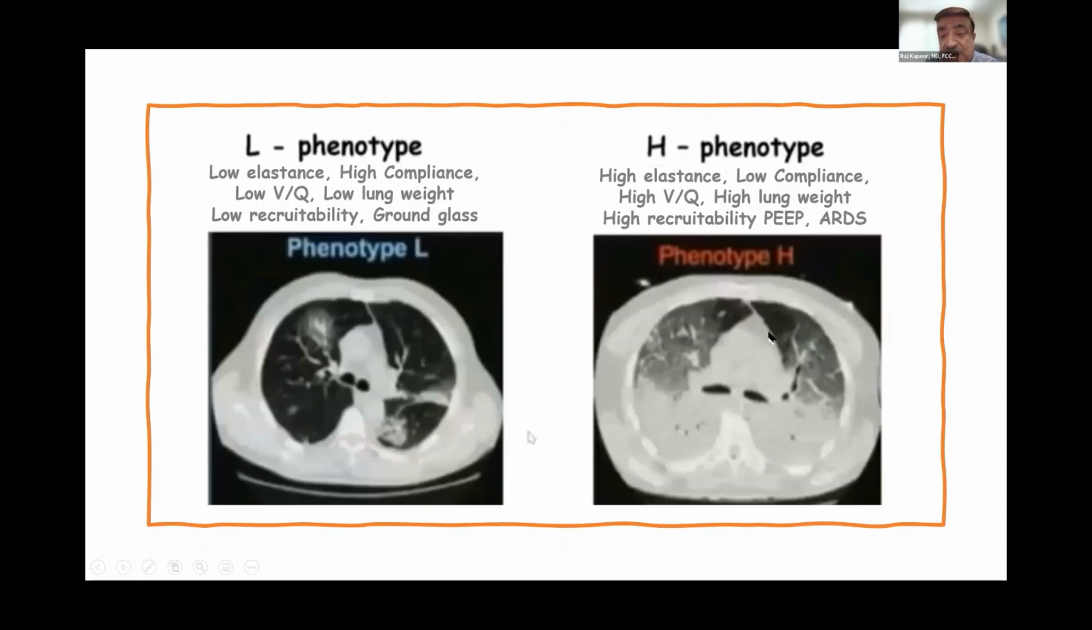Whereas in the H phenotype, when the disease becomes severe, there is high elastance and low compliance with high ventilation perfusion, high lung weight, high recruitability, and that's when you require the PEEP, because now you're going to recruit the alveoli. These can be recruited when you give the positive end expiratory pressure. And this is the classic ARDS, and this is atypical. So this distinction has to be made when you're treating the patient. This will occur most of the time between 90 and 94%, and this is below 90% oxygenation.